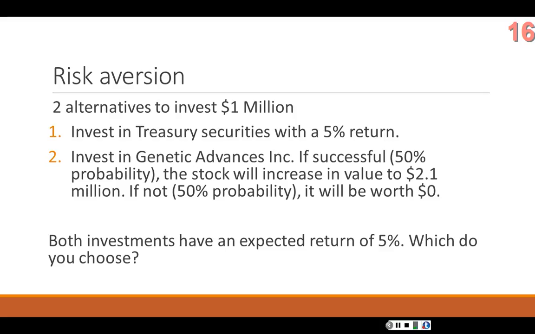So what does this mean? Everything else held constant, the higher the risk, the lower the price, and the higher the return. Riskier securities must have higher expected returns than less risky securities. And that's because people are risk averse. They must be compensated for bearing additional risk.